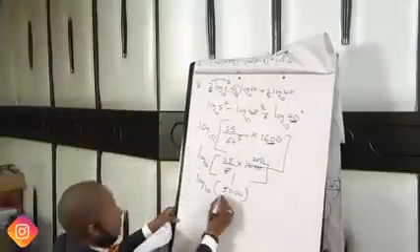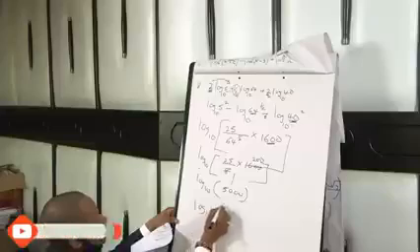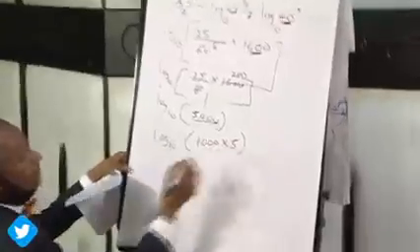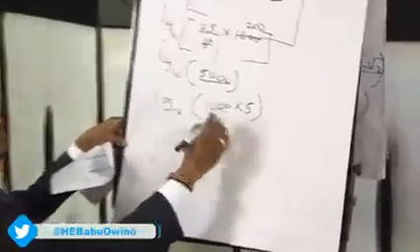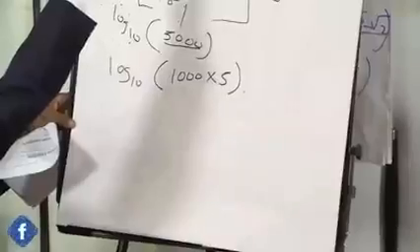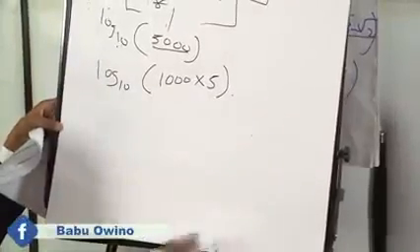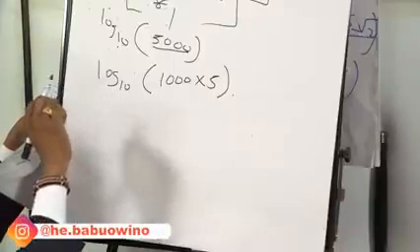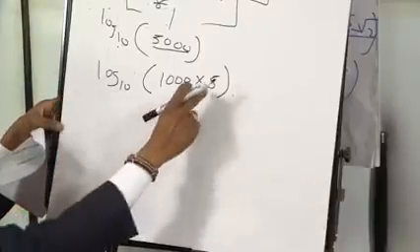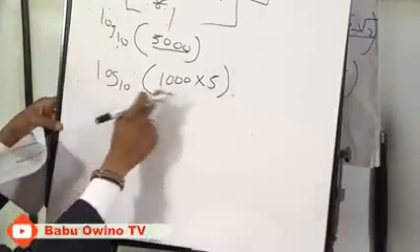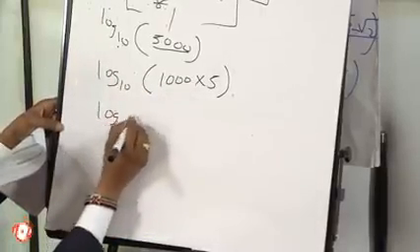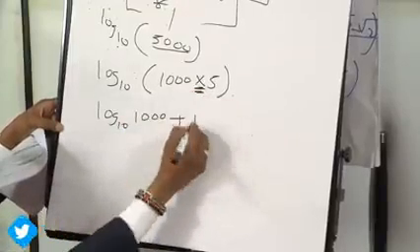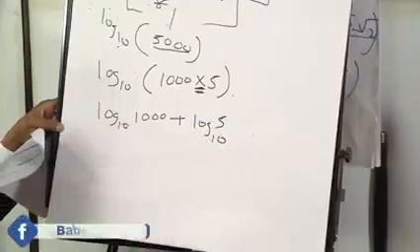You can see that log to base 10 of 5000 can be written as 1000 times 5. When you split this, it's like you are going back to the initial relationship that we had. I told you when you see minus, you divide. When you see plus, you multiply. So when you see multiplication, you add. So you can equally write this as log to base 10 of 1000 plus log 5 to base 10.